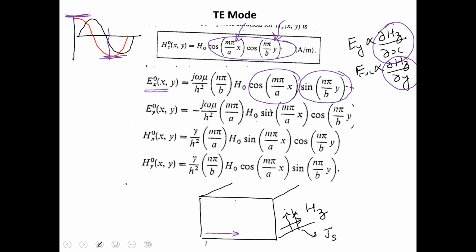It will vary sinusoidally in the vertical direction. It's going to vary sinusoidally like that. And over in this plane, it's going to vary by a cosine function. The Ey field is a field which is in this direction, and thus it is going to vary sinusoidally in x and as a cosine function in y direction.